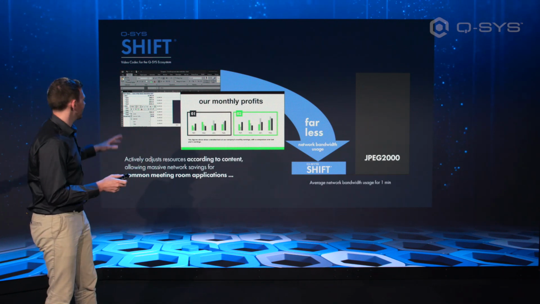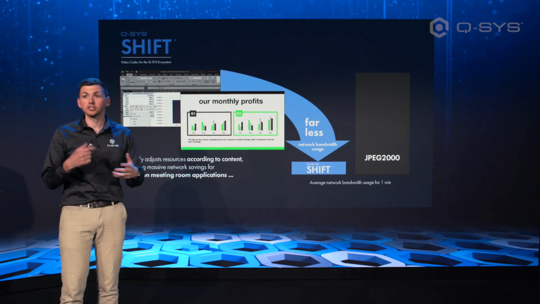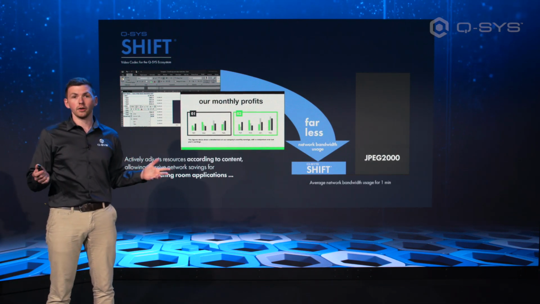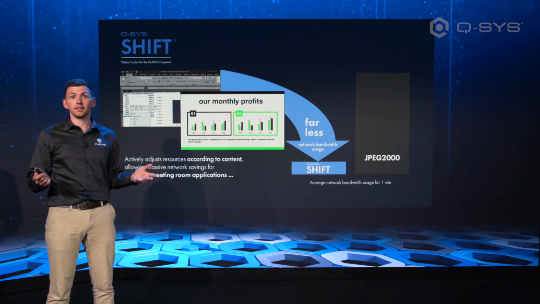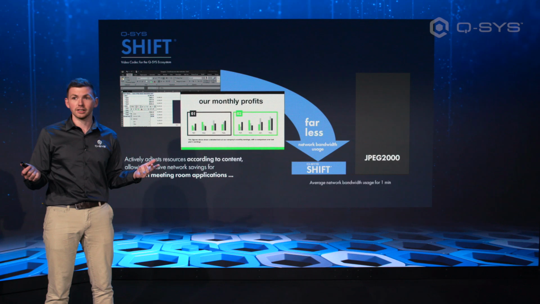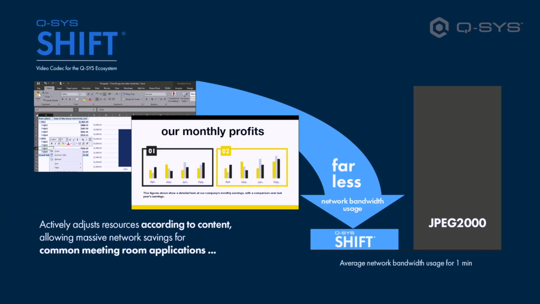It might be something like a spreadsheet or a PowerPoint, where there is some motion, right? Me moving around, but if I'm not moving, then you can see it's pretty much a still image, okay? And Q-SYS Shift takes advantage of that. Basically, it scales the bandwidth depending on the content.